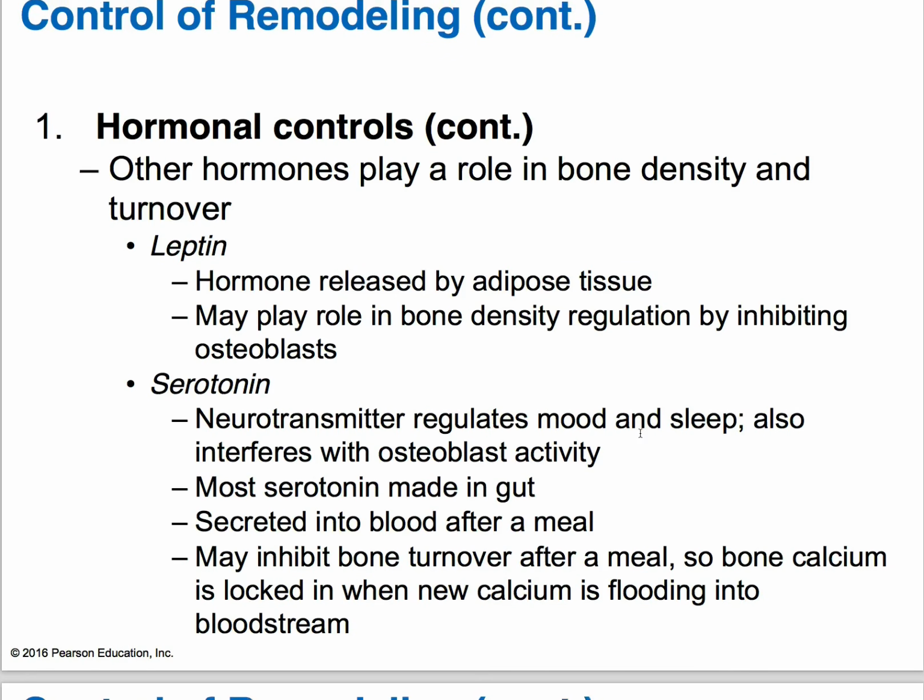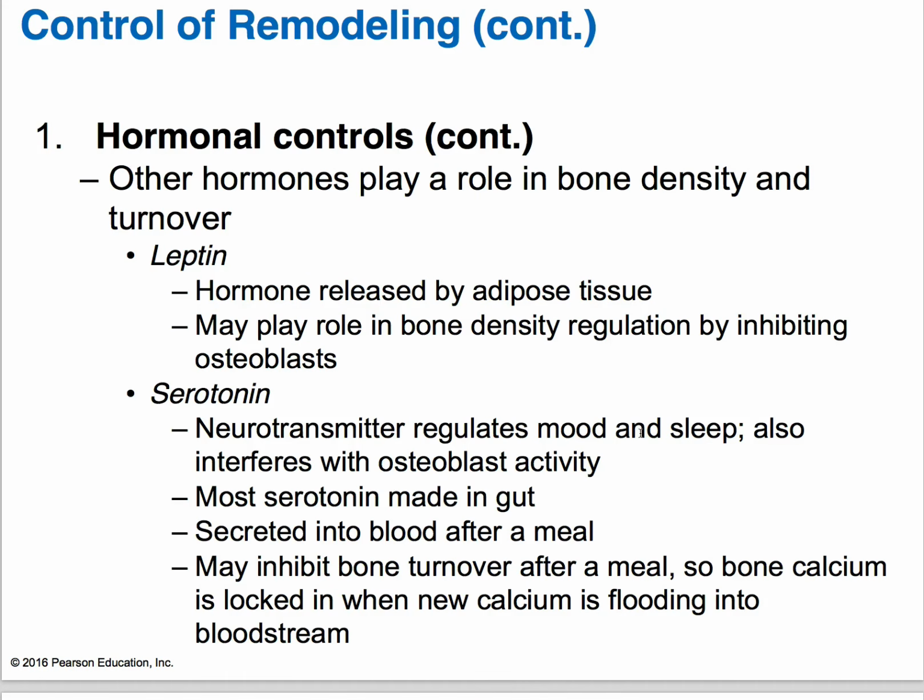Other hormonal controls of calcium levels include the hormones leptin and serotonin. Leptin is a hormone that's released by adipose tissue, your fat. It plays a role in bone density regulation by inhibiting osteoblasts from doing their jobs, from bone building.